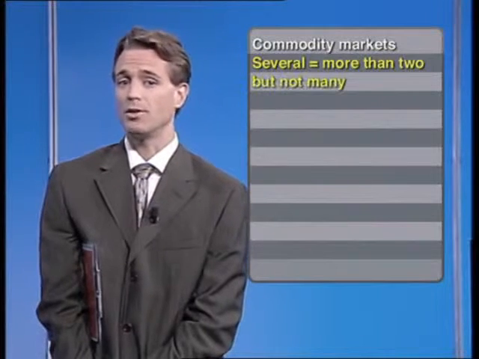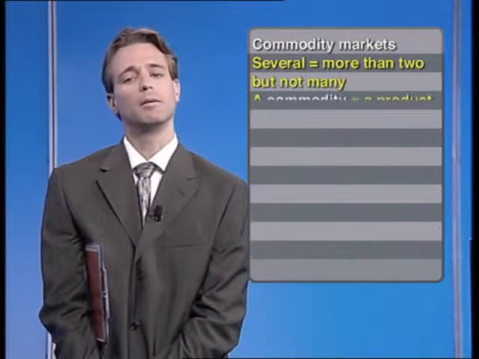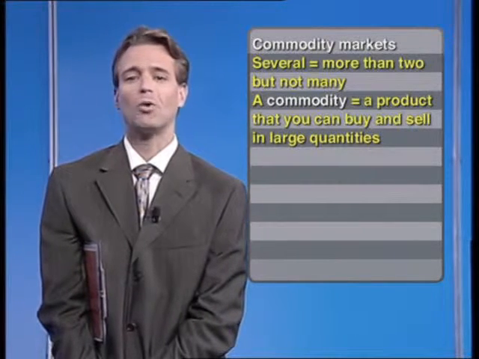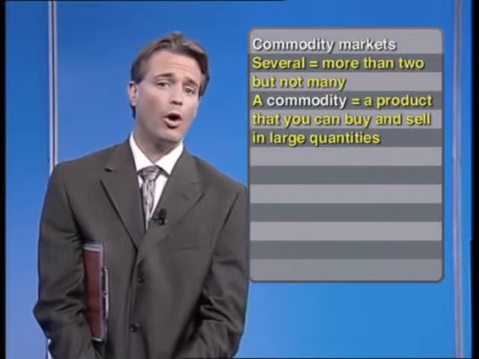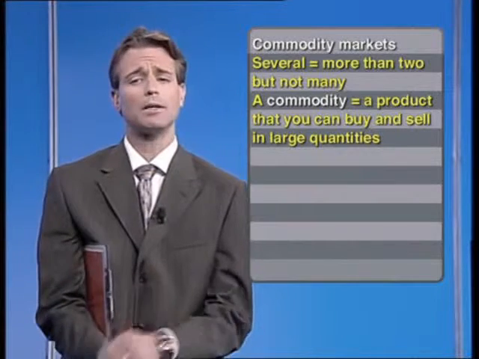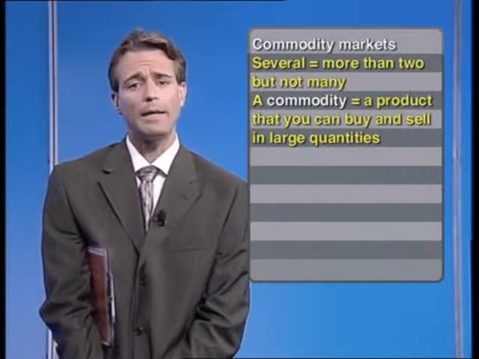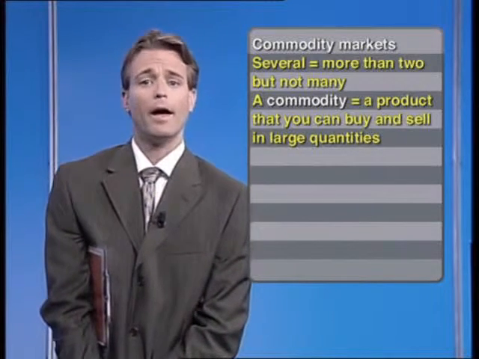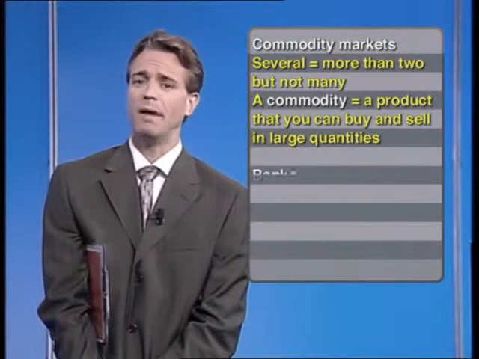Several is more than two, but not many. A commodity is a product that you can buy and sell in large quantities. Coffee, oil, gold are all commodities. The place where you buy and sell commodities is called a commodity market. And of course, there are lots of banks in the city.